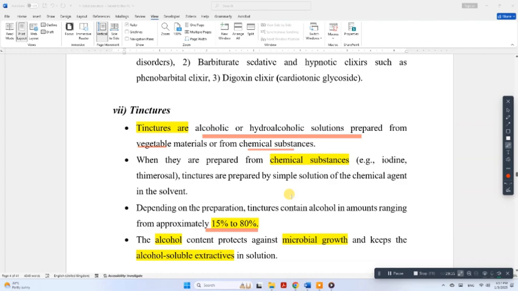Examples of tinctures include iodine tincture, which is used as an antiseptic, and opium tincture, which is used for its analgesic and antidiarrheal properties.